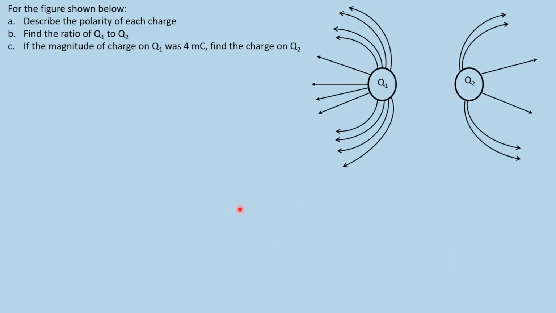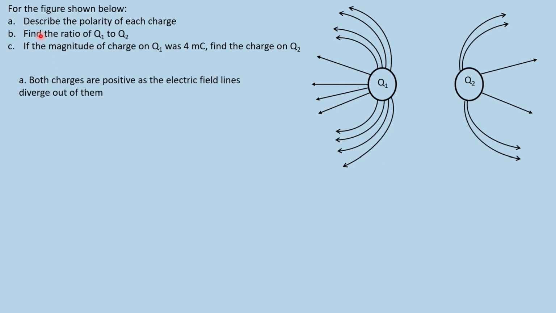We have this system. For the figure shown, describe the polarity for each charge. Find the ratio of Q1 to Q2, and if the magnitude of Q1 is 4 millicoulombs, find the charge on Q2. Okay. First of all, the polarity of the charge. As you see, the electric field lines are diverging out, or pointing away from both charges. This indicates that they are both positive, because for a positive charge, the electric field diverges out.